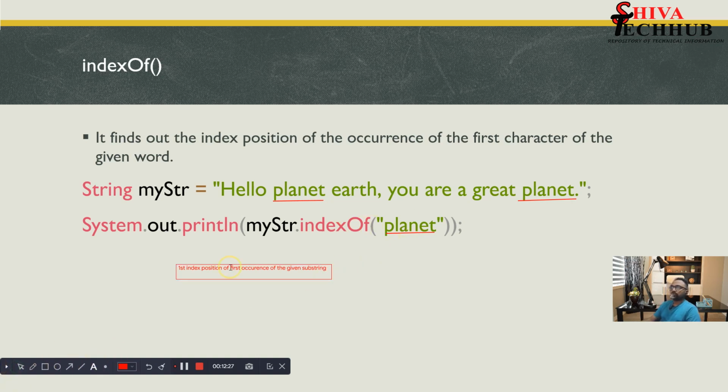In this case the first occurrence is planet and the index position is 0, 1, 2, 3, 4, 5 and 6, the sixth position. So 6 will be printed in the output. So that is how we need to understand indexOf.